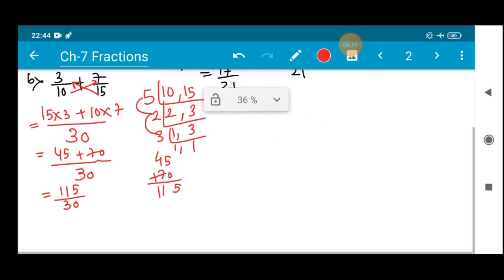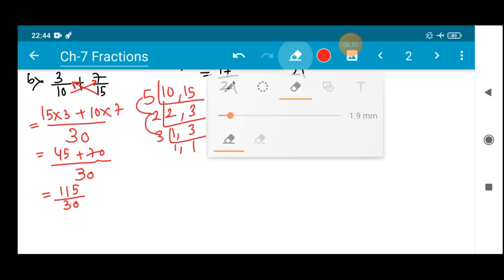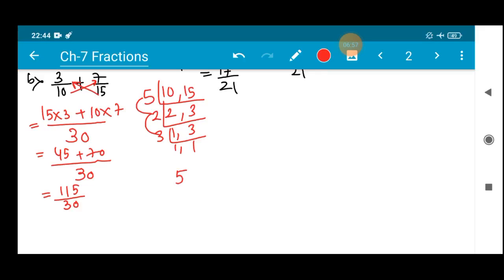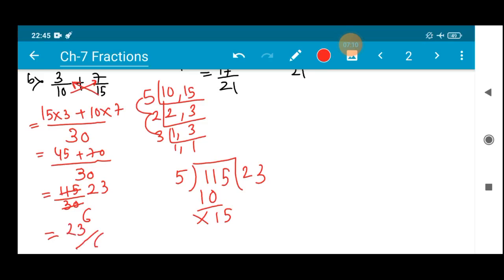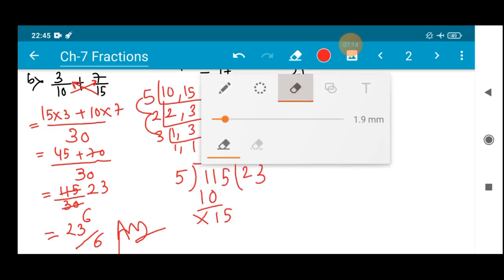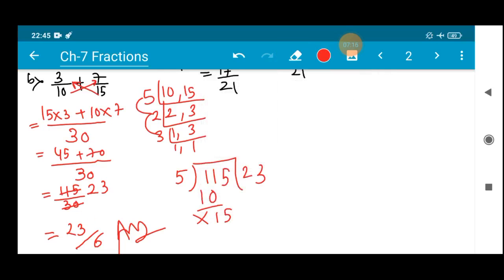Let us have a look whether you can convert this into the simplest form or not. 5 2s are 10. Yes, we can divide by 5. 5 23s is 115 and 5 6s is 30. So we can write it as 23 divided by 6 as the answer. So this is the way of doing it. I hope you got it right. If you did not get it, kindly rewind this and have a step by step look.